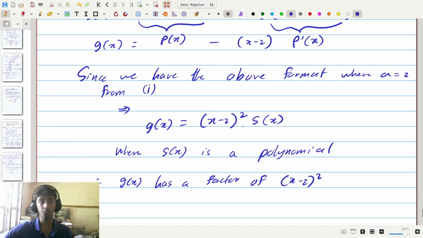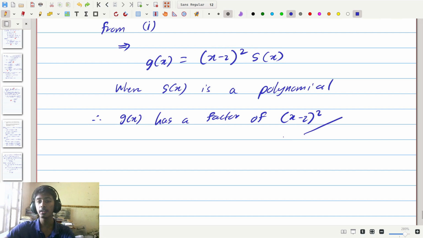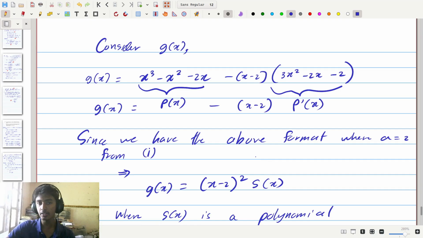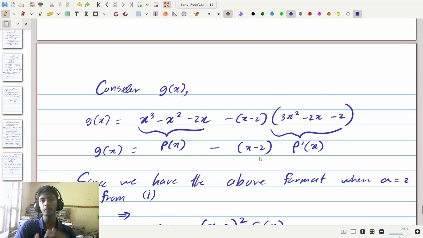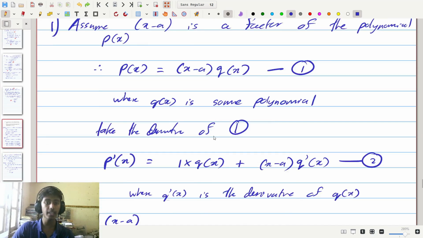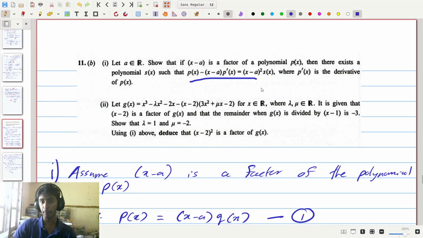So now that we have this, we can see that therefore g of x has a factor of x minus 2 squared, since we can clearly see that g of x can be written as x minus 2 squared times some other polynomial. So therefore we have concluded that g of x has a factor of x minus 2 squared from the fact that g of x can be written of the form p of x minus some a times p prime of x, where this function here is p prime of x and x minus 2 is going to be the value of x minus a, as in, a is going to be equal to 2, and therefore we get the format of p of x minus x minus a times p prime of x that we had in question number 1. So that's going to be the entire solution for this question.